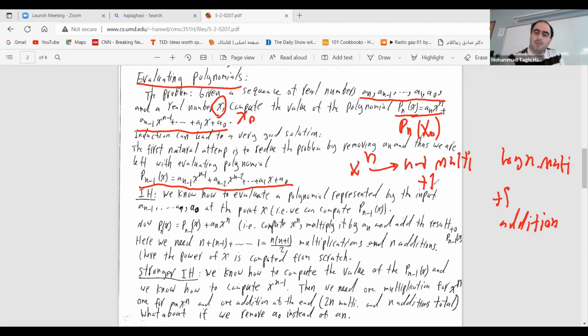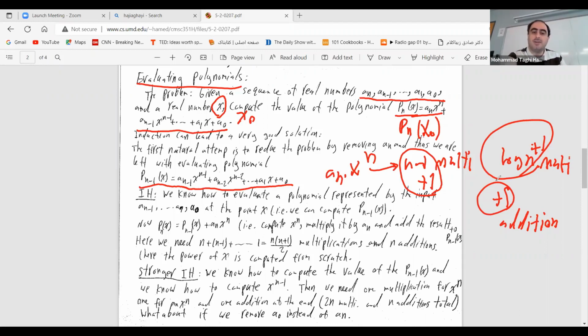So here, if we do it naively, we have essentially n multiplications and 1 addition. If we do it a bit more smartly, maybe we have log n plus 1 multiplications. This plus 1 is because of an, that we need to multiply by that. And then log n plus 1 multiplications and 1 addition. That's one way that we can do it.